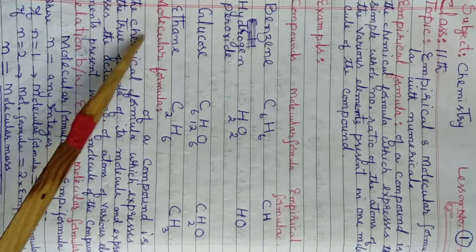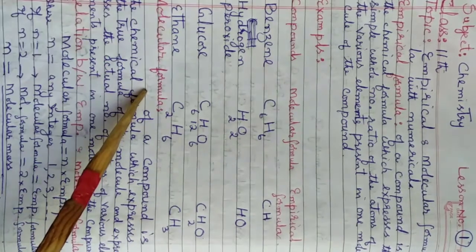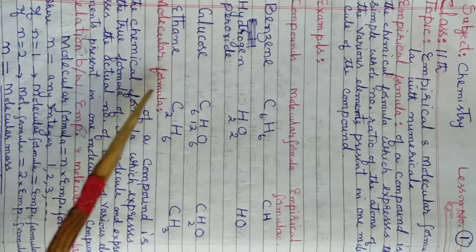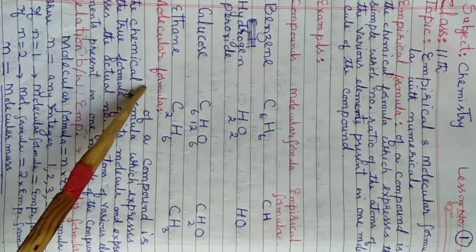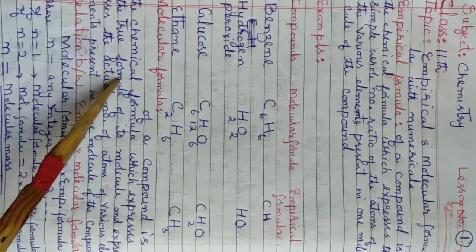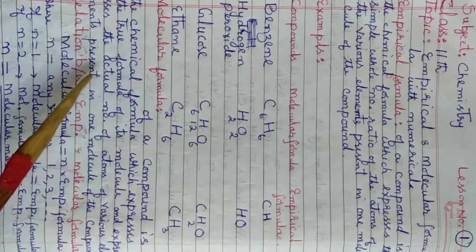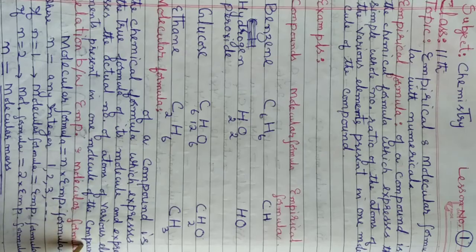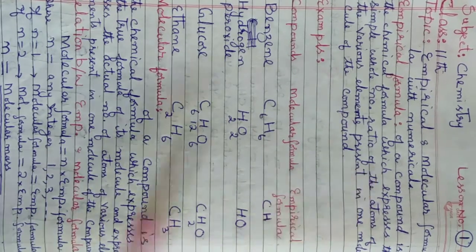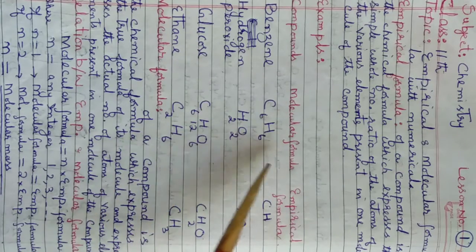सो नाउ मॉलिक्यूलर फार्मूला जो मैंने एग्जांपल्स को अंडरस्टैंड करते करते इसकी डेफिनेशन भी बता दी. Actual number of atoms of various elements present in one molecule of the compound. So molecular formula of a compound is the chemical formula which expresses the true formula of its molecule and expresses the actual number of atoms of various elements present in one molecule of the compound. So this was empirical formula and this is molecular formula. Examples से clear हो गया आपको.